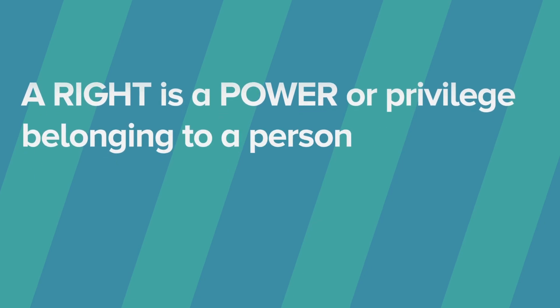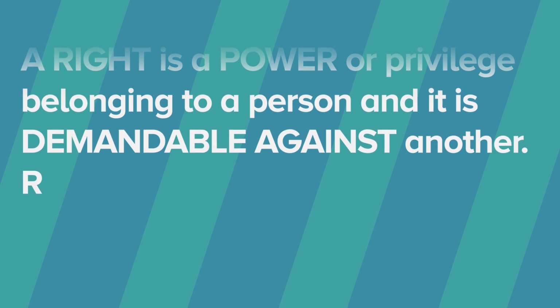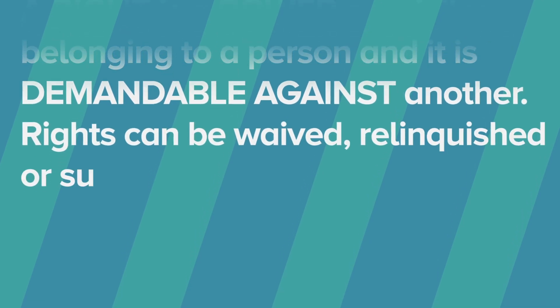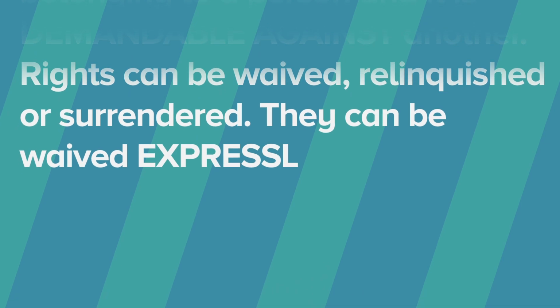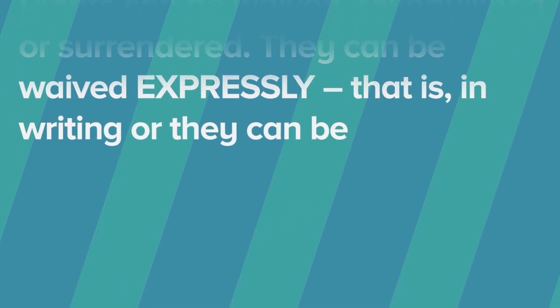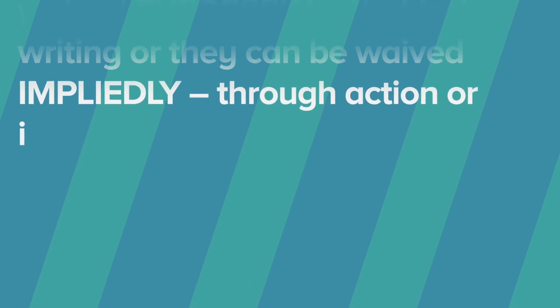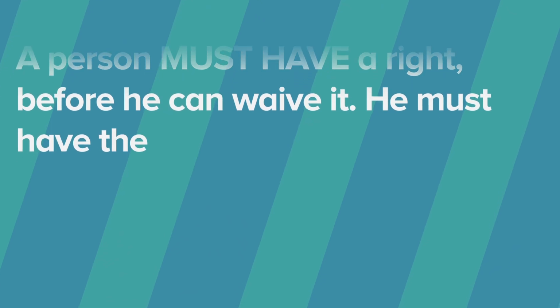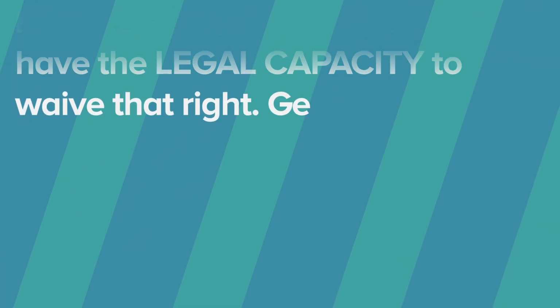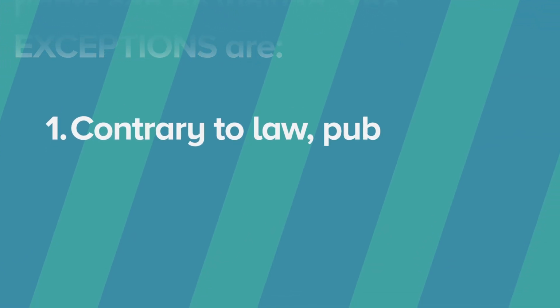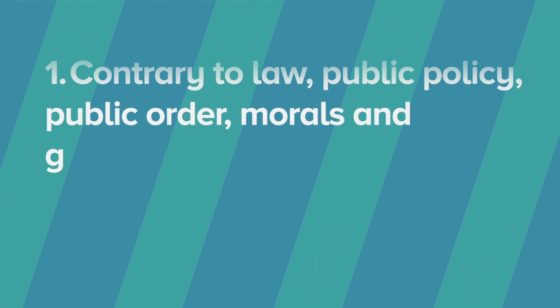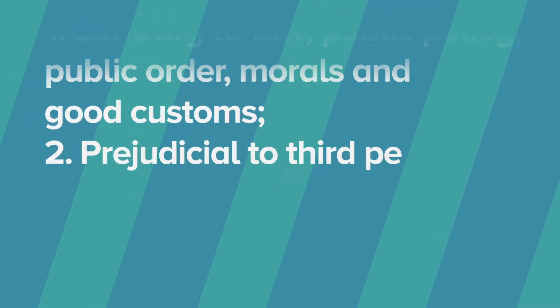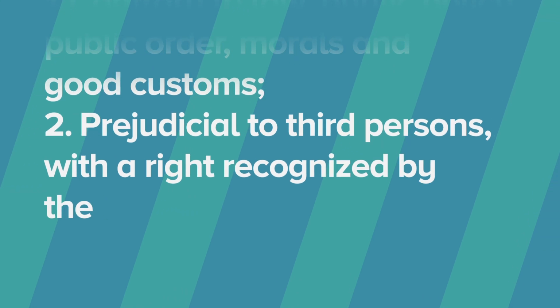To summarize today's lesson, a right is a power or privilege belonging to a person and it is demandable against another. Rights can be waived, relinquished, or surrendered. They can be waived expressly, that is in writing, or they can be waived impliedly through action or inaction. A person must have a right before he can waive it. He must have the legal capacity to waive that right. Generally, all rights can be waived. The exceptions are: 1. Contrary to law, public policy, public order, morals, and good customs. 2. Prejudicial to third persons with a right recognized by the law.